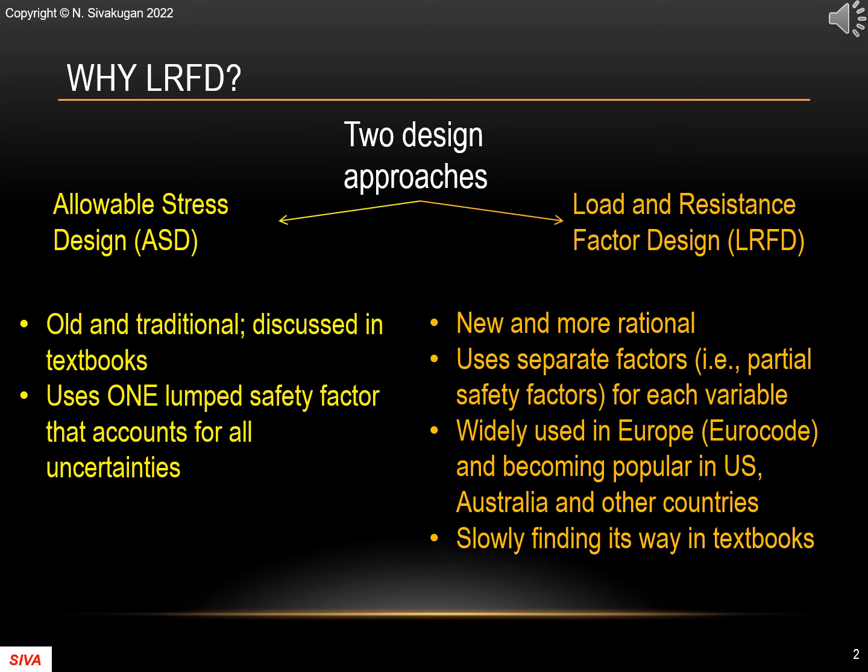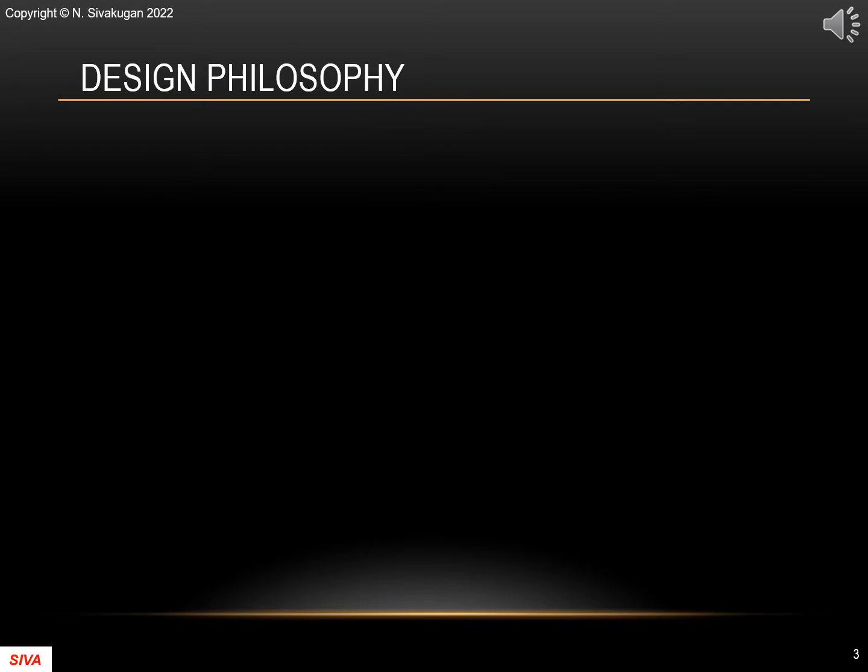In ASD, we use one lumped factor of safety to account for all uncertainties in the loadings, soil parameters, and the design methods. In LRFD, separate factors of safety are applied to the loads and soil parameters. We will discuss these in the next few slides.